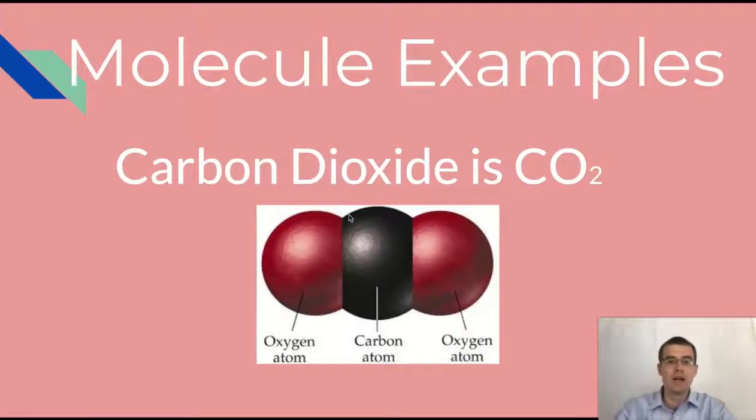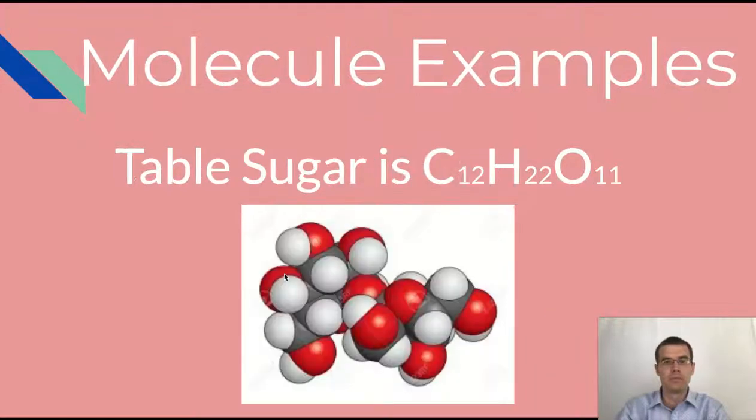Here's carbon dioxide. So hopefully you can see carbon. The lack of a number in chemistry means 1. And so the carbon here, there's 1. And the 2 following the oxygen, there's 2 oxygens. Table sugar, C12H22O11, means you've got 12 carbons, 22 hydrogens, and 11 oxygens.